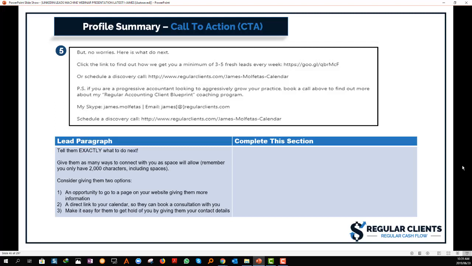P.S. If you are a progressive accountant looking to aggressively grow your practice, book a call above to find out more about my regular accounting client blueprint coaching program. So what I'm doing there is calling out, even more specifically in that call to action, my ideal clients. Many people will have got to this point where they've read through everything, but they're not really ready to move to the next level. They're not what I call progressive accountants, so they probably just gloss over it.